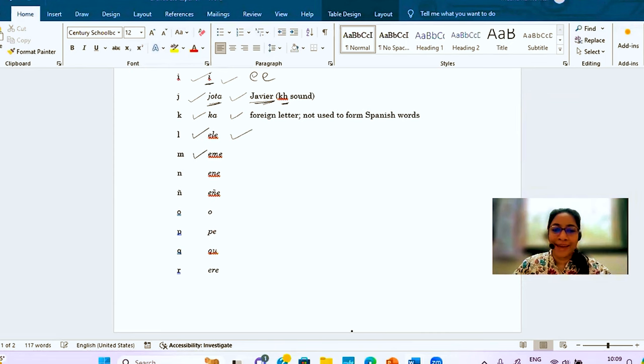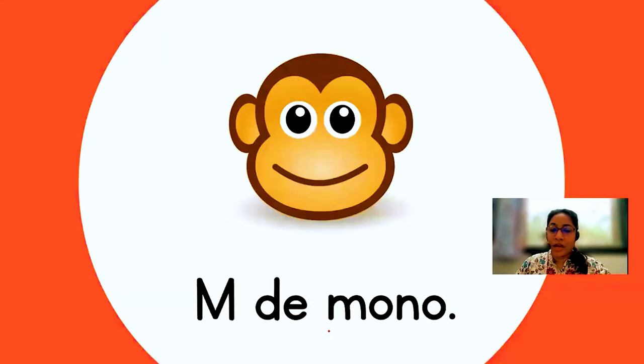Pretty much the same. M is MA in Spanish. MA when reciting alphabets. How does it sound when it comes in a word? Pretty much the same. Mono, like in English. Mono. M for monkey.